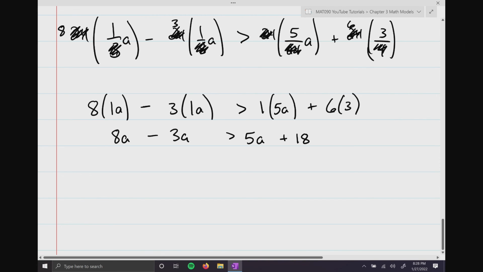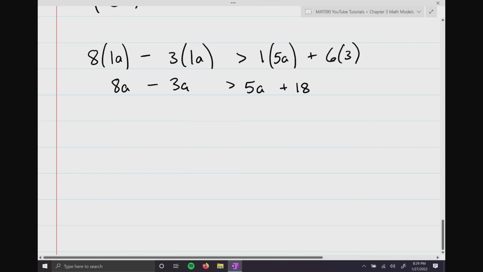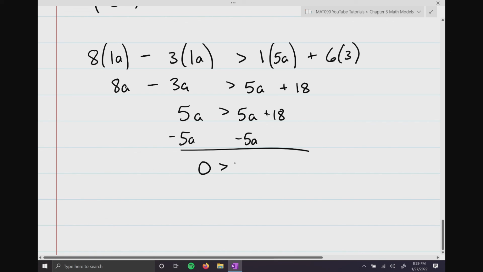From here, we're going to look on the left-hand side and combine like terms. We can totally do that. We have 8A minus 3A, which is 5A. On the right-hand side, there's nothing that we can combine, so we just write 5A plus 18. Finally, we're going to get our variable terms together by subtracting 5A from both sides. What's going to happen here is this: 0 is greater than 18. Once again, notice that our variable canceled itself out.